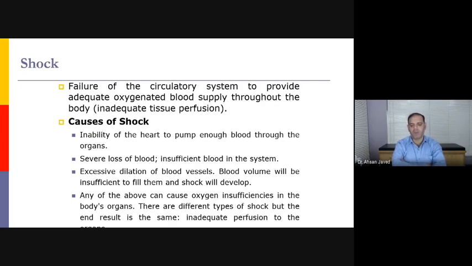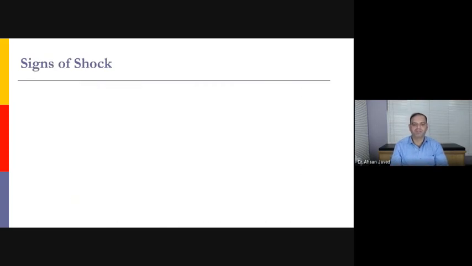So any of the above can cause oxygen insufficiency in the body's organs. There are different types of shock, such as psychogenic, neurogenic, hypovolemic, or circulatory shock, but the end result of every shock or shock-like condition is the same: there will be inadequate perfusion to the organs.